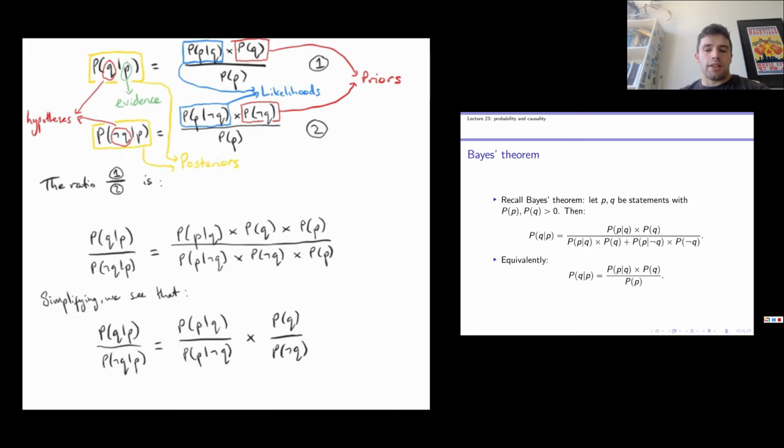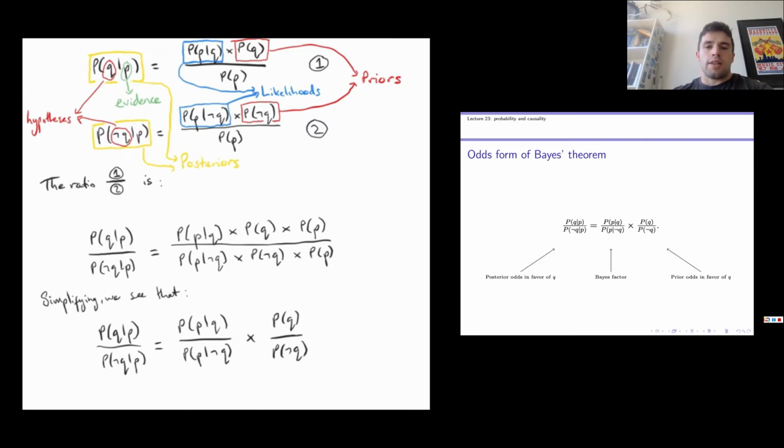So when we look back at the odds form of Bayes' theorem, which we've just derived, what we've got is this. The left-hand side is the ratio of the posterior probabilities on Q and not Q respectively. This ratio is also sometimes called the posterior odds in favour of Q. It's in favour of Q because it's in favour of whichever hypothesis is involved in the numerator, so in the top part of this ratio, and here that is Q.